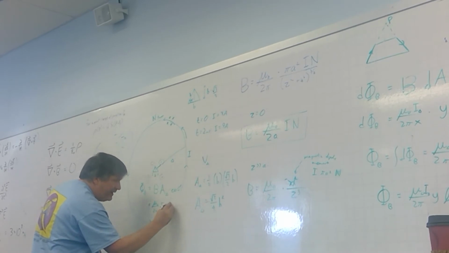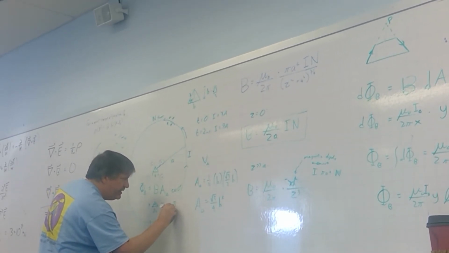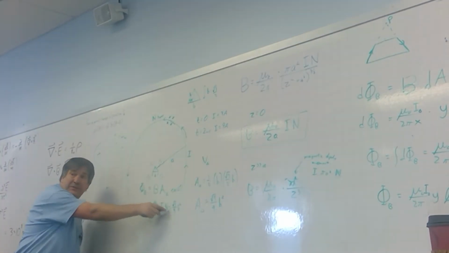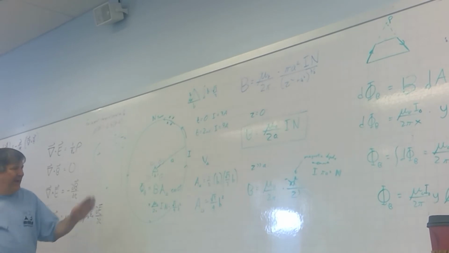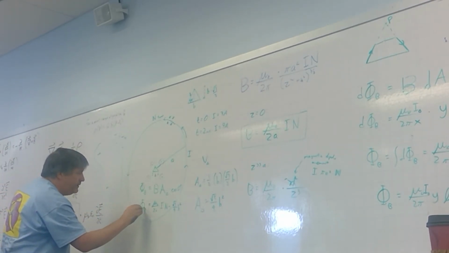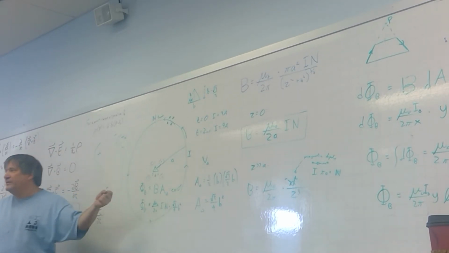Okay, so there's my area. Root 3 over 4 times b squared. Cos of 0 degrees is 1. I remembered to include the number of turns in the wire. I think that's pretty much it for finding the flux, which means that's my induced voltage, right?